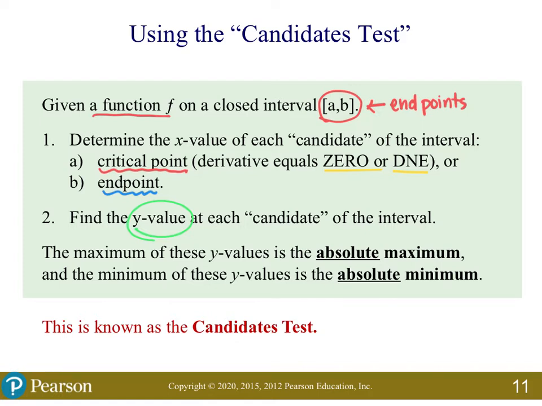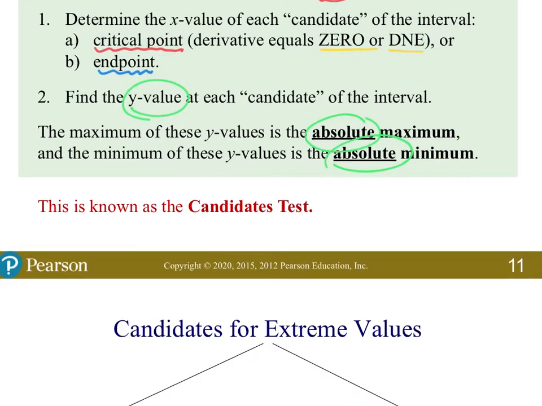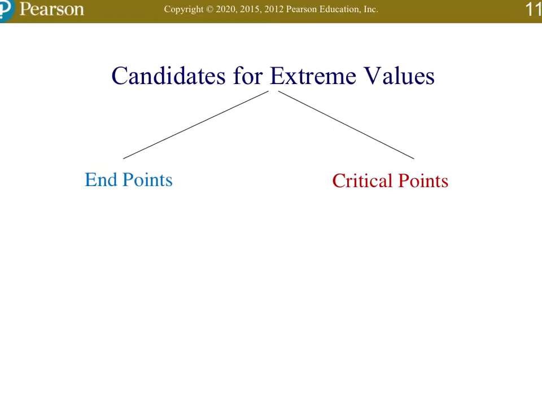Then you start comparing the y values and you find the highest of the high. You'll have some that are higher than others. Find the highest of the high. That will be the absolute maximum. And then find the lowest of the low. That would be the absolute minimum. This is called the candidate's test. So let me give you kind of a flow sheet to help you visualize how that's going to go.